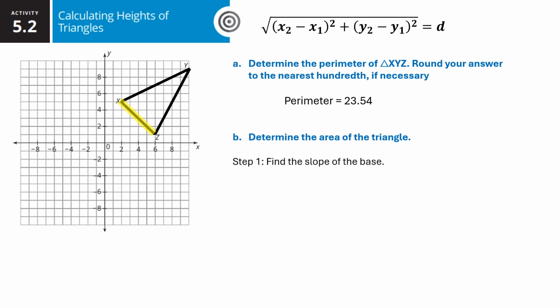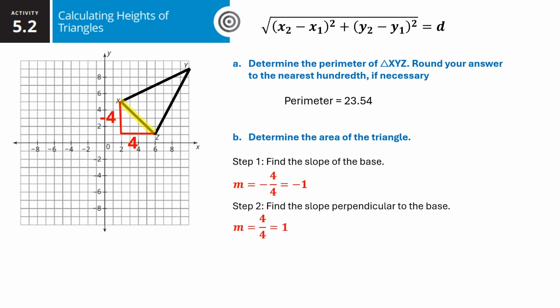Now that a base has been selected, the next step is to find the slope of the base. To find the slope, we can use the slope formula or use rise over run. Here we used rise over run and determined that the slope is -4/4 or -1. The next step is to find the slope of the segment perpendicular to the base. Since the slope of the base is -1, then the slope of the perpendicular segment will be +1.